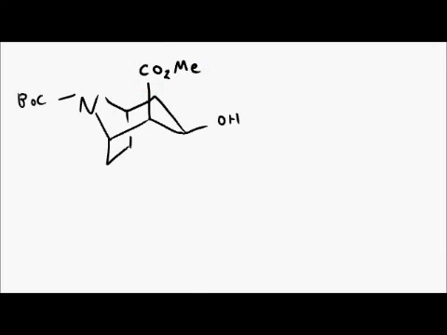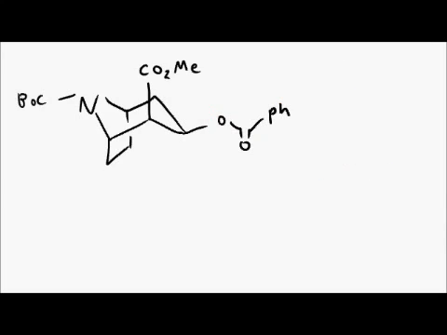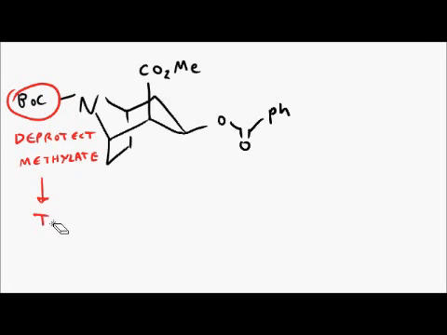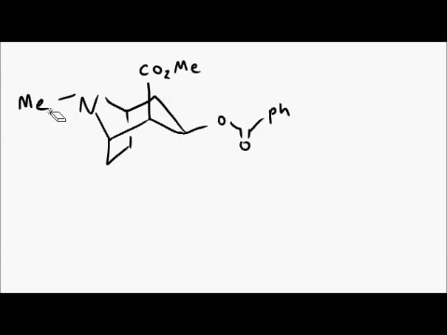Once we've done that, we want to work on the alcohol. We'll add our benzoyl group next using this anhydride. And then, finally, we want to deprotect the nitrogen and methylate it. For our deprotection, we'll remove the Boc group using trifluoroacetic acid, and for the methylation we'll use formaldehyde and then reduce it with sodium cyanoborohydride. That completes the synthesis of cocaine.